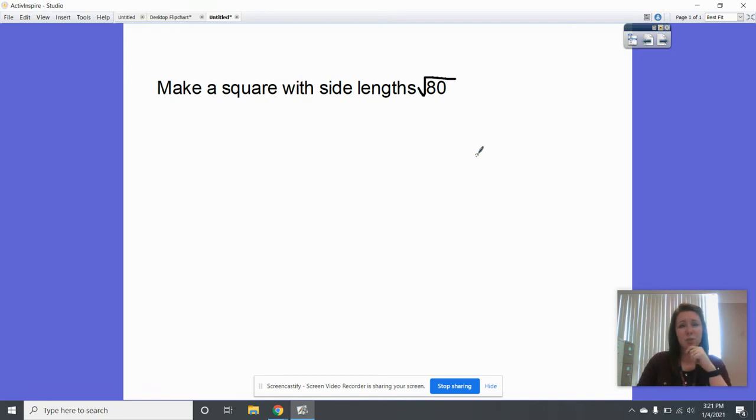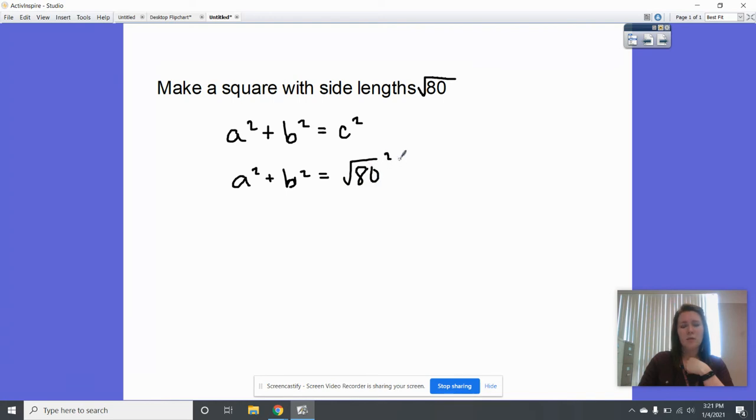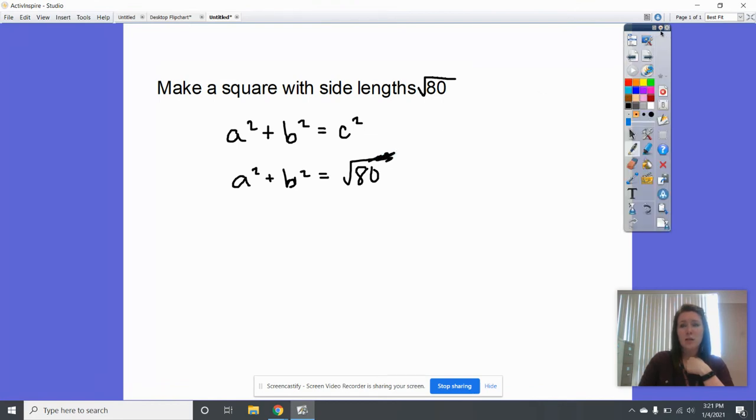First thing is we're going to need to remember the Pythagorean theorem, which is a squared plus b squared equals c squared. So we're going to say that the hypotenuse c is the square root of 80, and it has to be squared. Now, fun fact, squared and square root cancel each other out. So really, the square root of 80 squared is just 80. I'm just going to write 80.